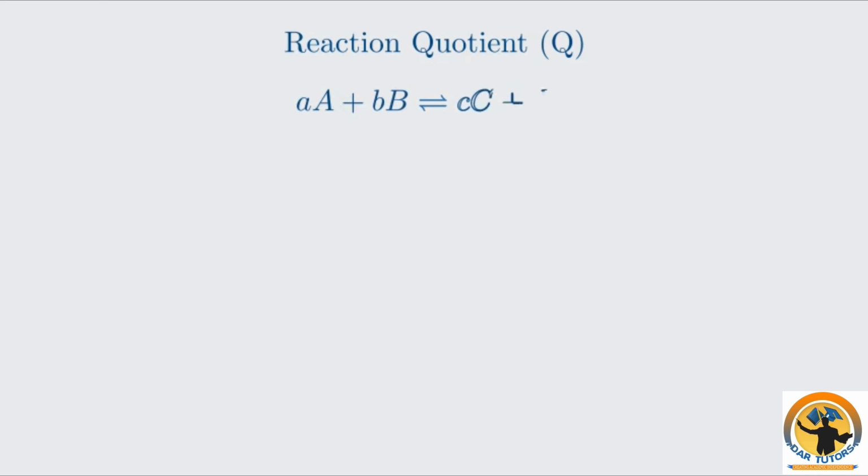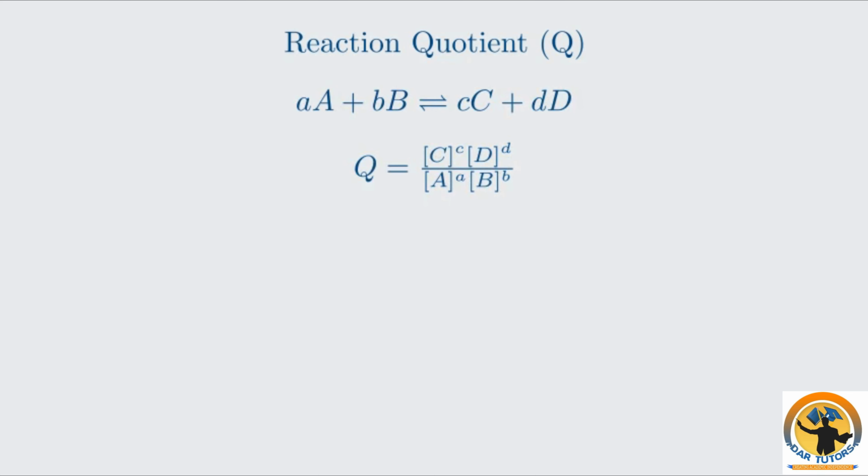A reaction quotient Q is a value that helps us understand the current state of a reversible reaction relative to its equilibrium state. For a general reversible reaction like aA plus bB in equilibrium with cC plus dD, where the lowercase letters are the stoichiometric coefficients, the reaction quotient is defined as the concentration of products raised to their coefficients, divided by the concentration of reactants raised to their coefficients.